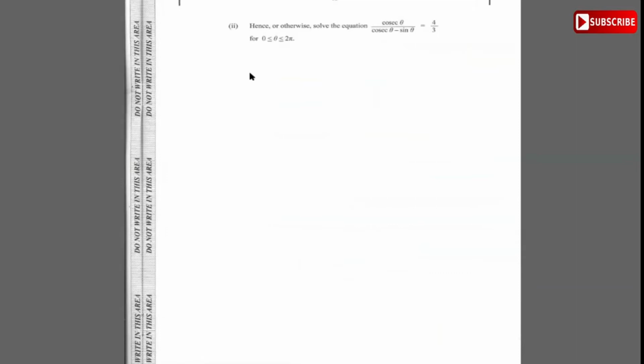Now it says, hence or otherwise, solve this equation. Hence, meaning using what we know, cosec over cosec minus sine is sec squared theta. So what they're asking you to solve is, hence, sec squared theta equal to 4 over 3. If sec squared theta is equal to 4 over 3, we can square root both sides to get that sec theta is going to be equal to the square root of 4 over 3.